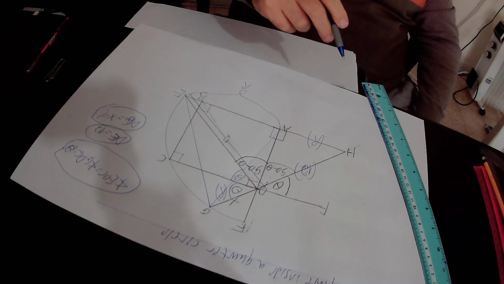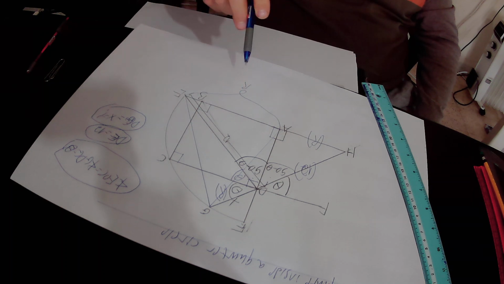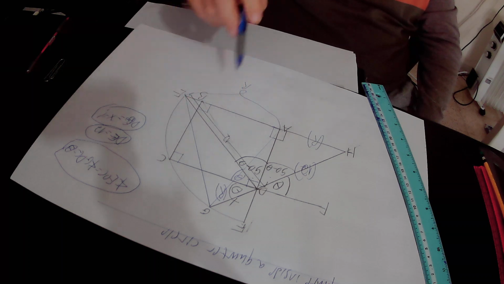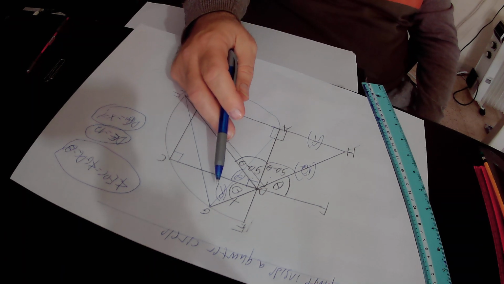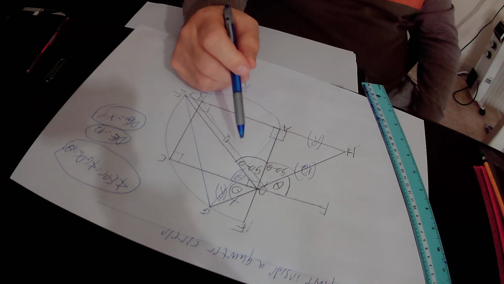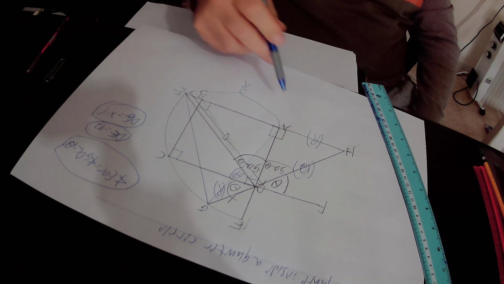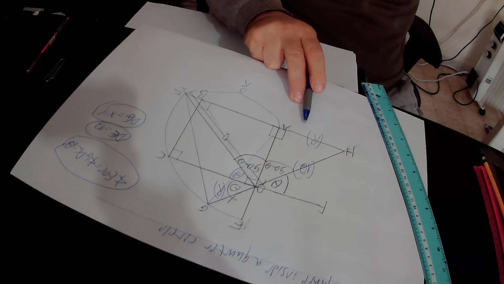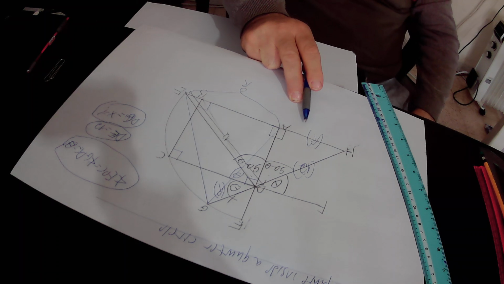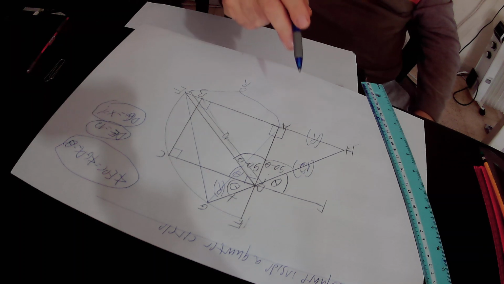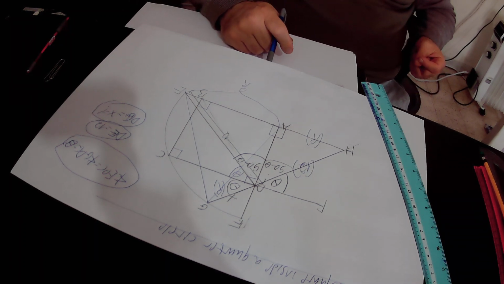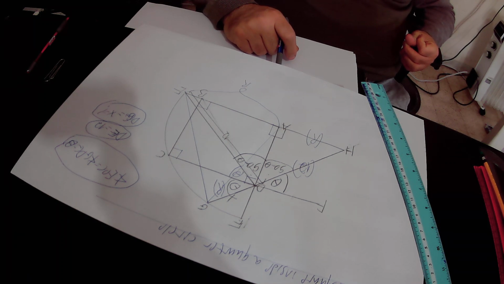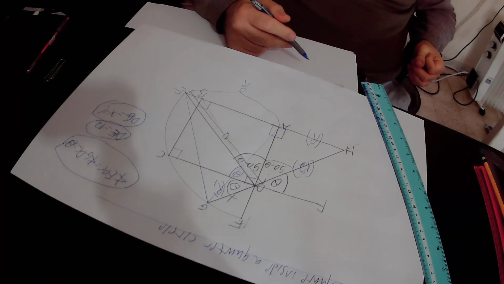So if we focus on triangle HGE, the distance of the vertex G from A is R, the distance of vertex E from point A is also R, and the distance of vertex H from point A is also R. So the distances of the three vertices H, G and E from point A are equal, and therefore point A is the circumcenter of triangle HGE.